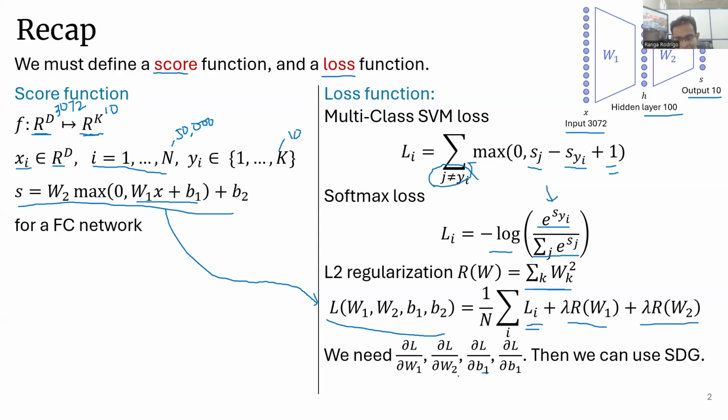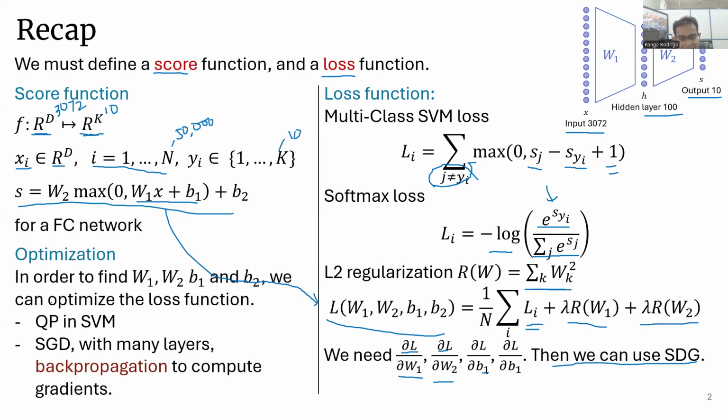I have made a mistake here. So you have to compute the partial derivative of the loss with respect to W1, the partial derivative of the loss with respect to W2, and so on. Then we can use Adam or stochastic gradient descent.